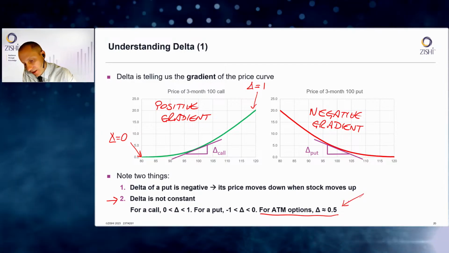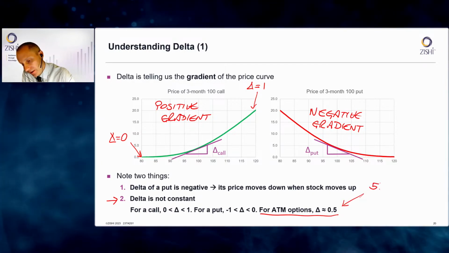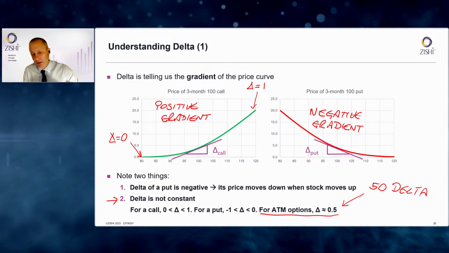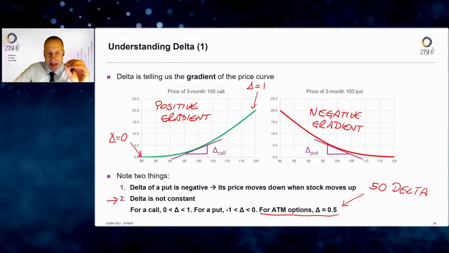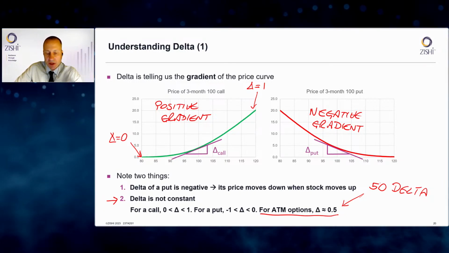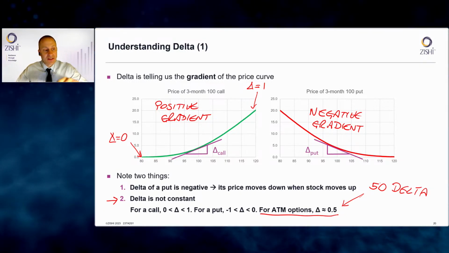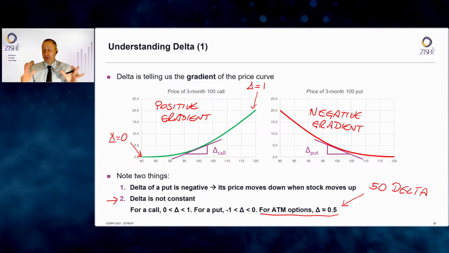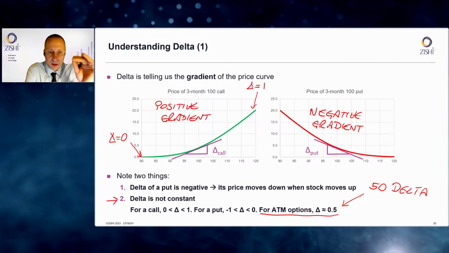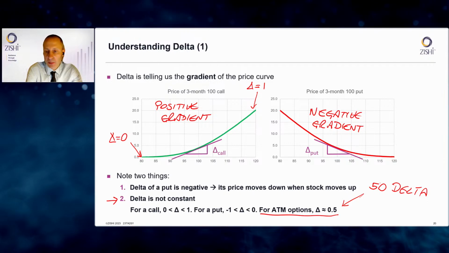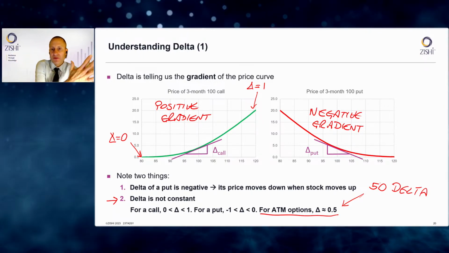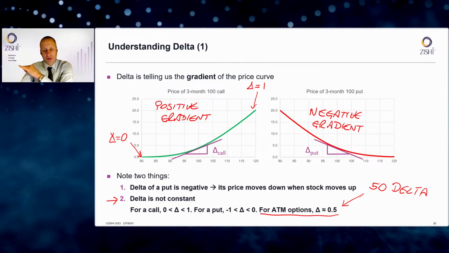By the way, you might hear this being called a 50 delta, because as well as representing delta as a decimal, 0.5, we sometimes use a percentage measure as well. So 50% is the same as 0.5. Then we drop the percent sign and we just say 50 delta. So if you hear people talking about a 40 delta put or a 10 delta call, what they mean is a 0.4 delta put and a 0.1 delta call.